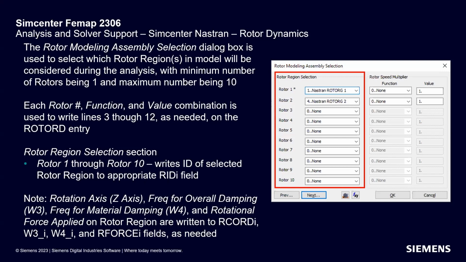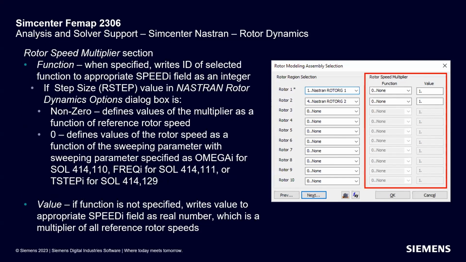So you can specify things on the region itself. You can only have up to 10 rotors at any time. That's just a limitation of Solution 414. And then you can make the rotor speed multiplier functionally dependent. If you enter a value here that's different than 1, you just get a multiplier of the speed that you have specified.